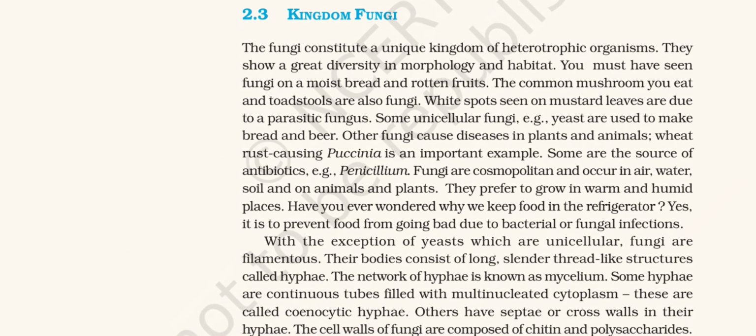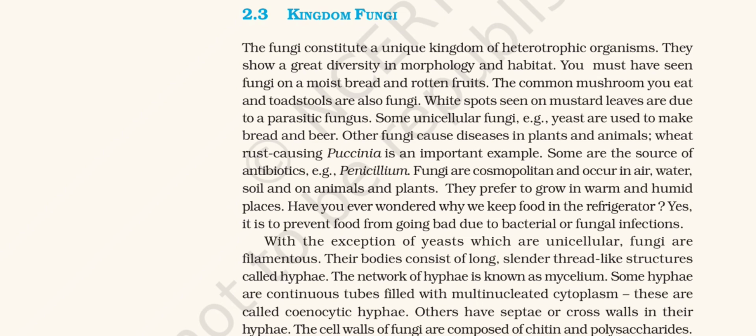Other fungi cause diseases in plants and animals; wheat rust caused by Puccinia is an important example. Some are the source of antibiotics, e.g., Penicillium. Fungi are cosmopolitan and occur in air, water, soil, and on animals and plants. They prefer to grow in warm and humid places. Have you ever wondered why we keep food in the refrigerator? Yes, it is to prevent food from going bad due to bacterial or fungal infections.